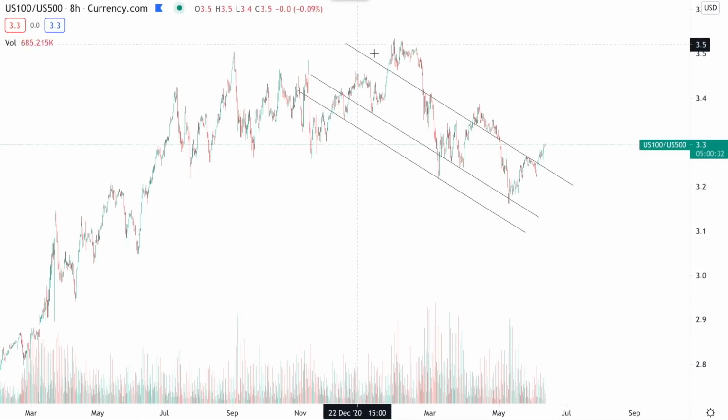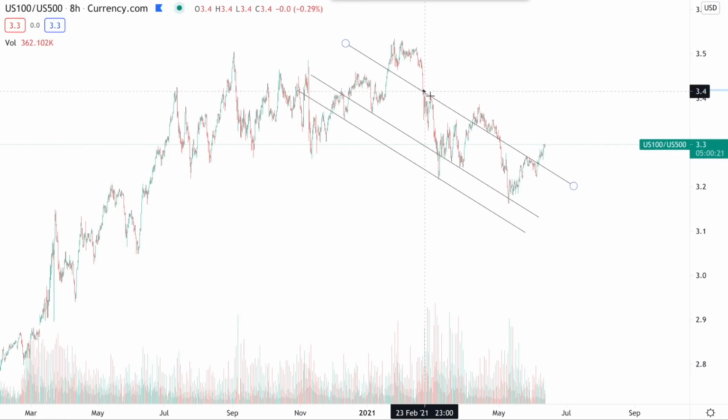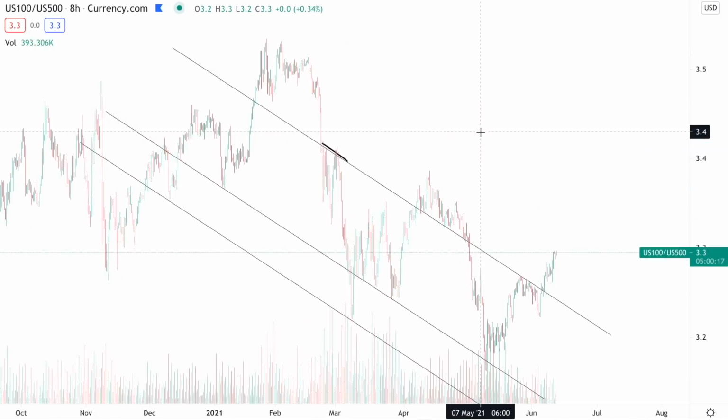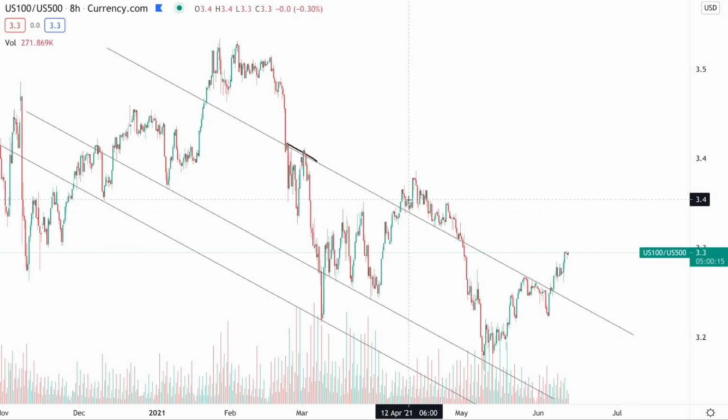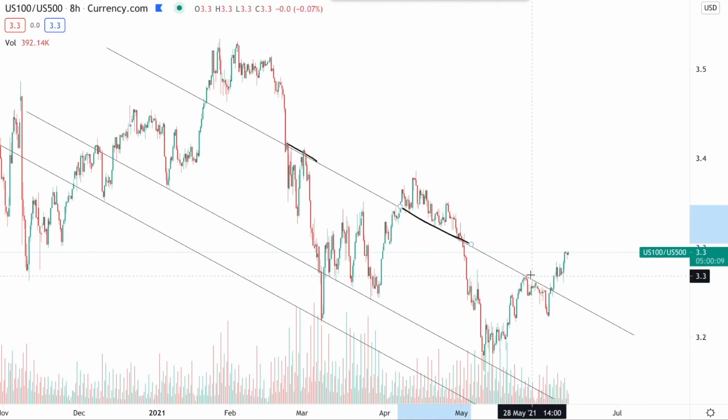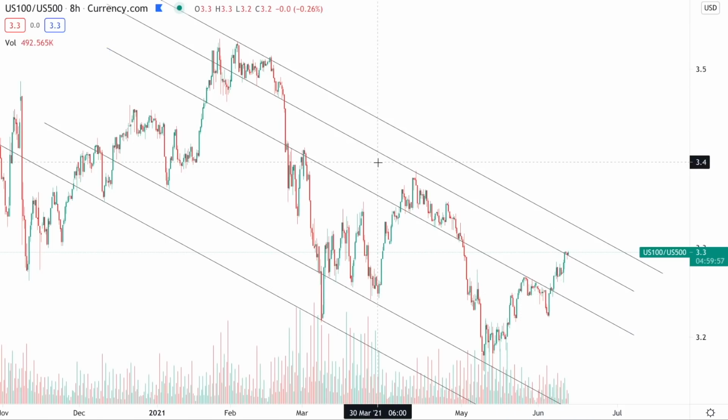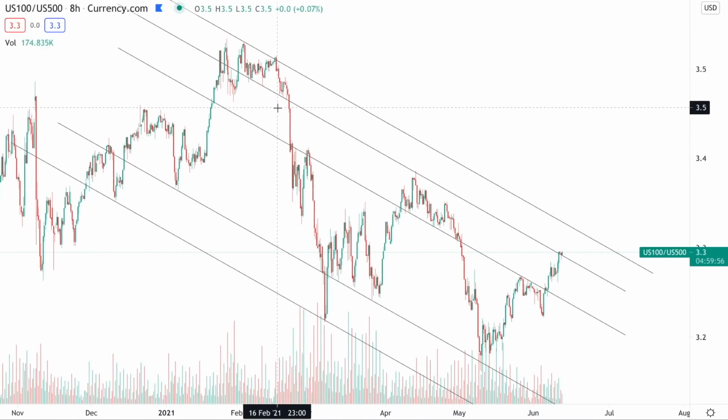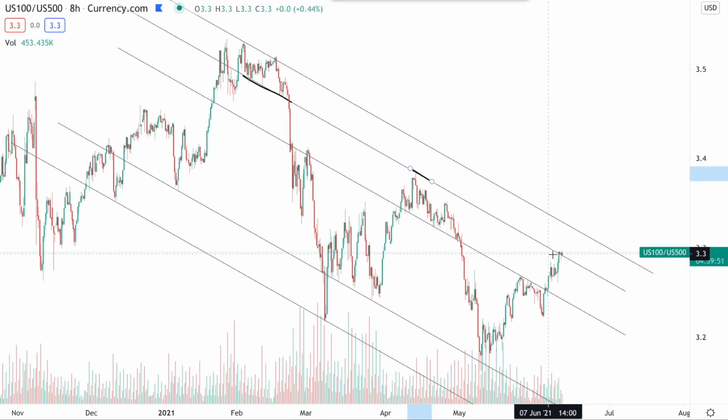Then again, always using symmetrical lines, right? Each line has the same angle. We can put one with many reactions right here. If you zoom in right there, you can see the number of reactions where this trend line acts as support here, then once again as resistance right there. Then you've got the final two trend lines here, another one acting as support, resistance, and now that's being tested right now as we speak.